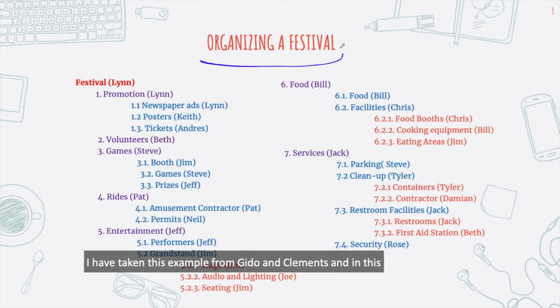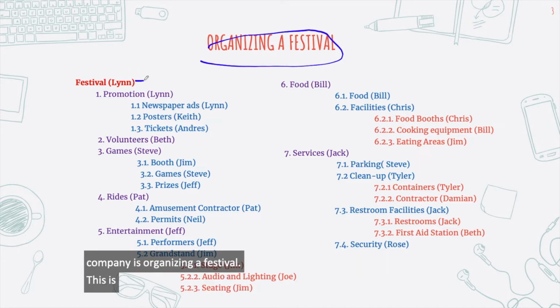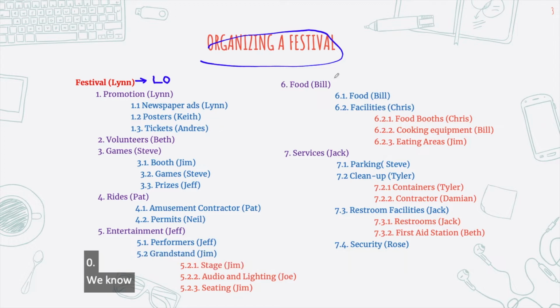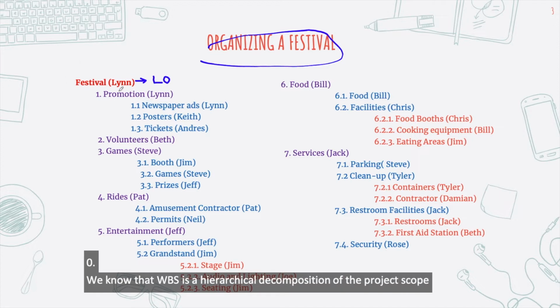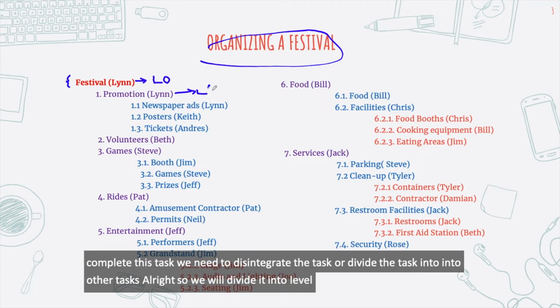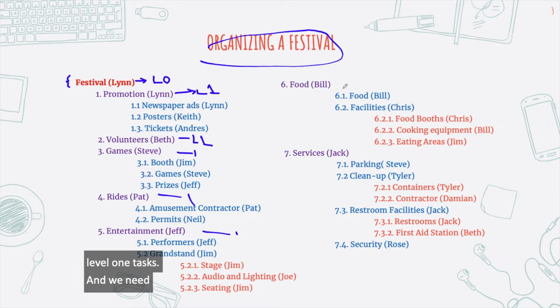For example, a company is organizing a festival. This is also called the objective of the project, and I will consider this as level 0. We know that WBS is a hierarchical decomposition of the project scope. So in order to complete this objective, we need to further divide the scope into level 1 tasks, say for instance here, promotions. I have marked these in purple. So these are all level 1 tasks and we need to complete these tasks.